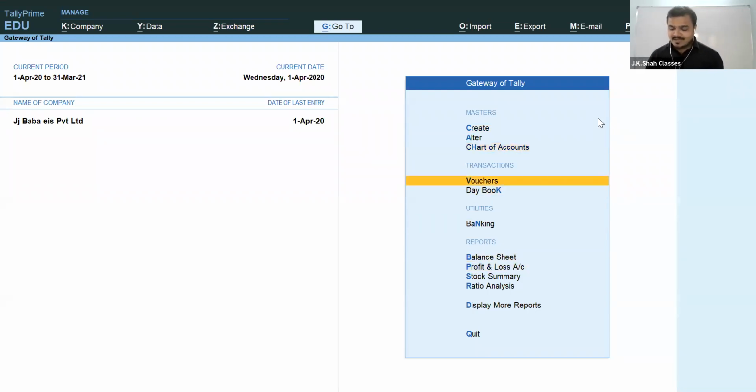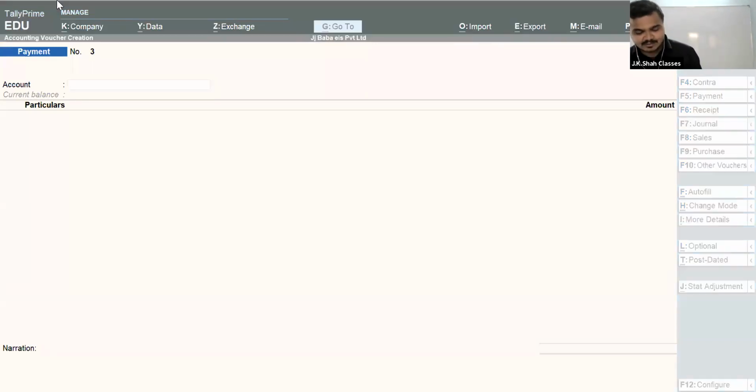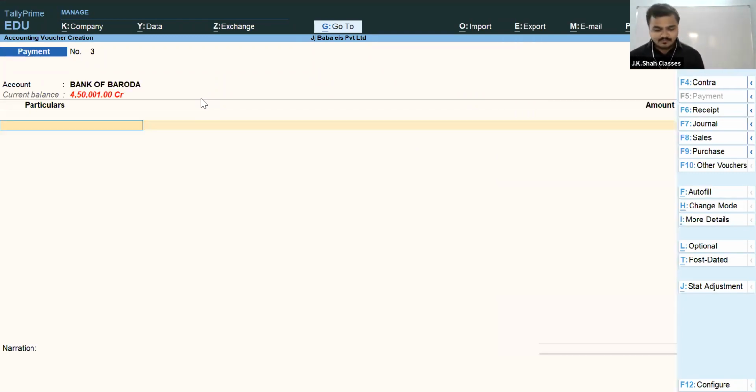Now, we are going for the vouchers. Payment voucher is only there. Is the screen visible to everyone? Yes, the screen is completely visible. Now, the very important thing we are going to do is select the account, the account from which I want to make the salary payment to Vishal, obviously from Bank of Baroda. Agree?